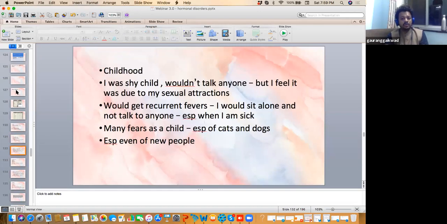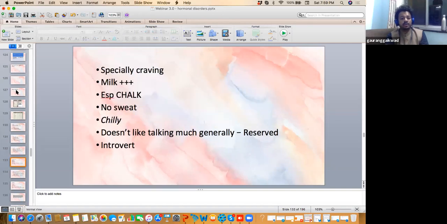In childhood, he was very, very shy and he wouldn't talk to anyone. But he had very weird sexual attractions and he would get many, many fears. When he would get many fears, he would tend to sit alone and not talk to anyone. There was a lot of fear within him. A lot of craving for milk, a lot of craving for chalk, and he wouldn't sweat at all. Very chilly and introverted.